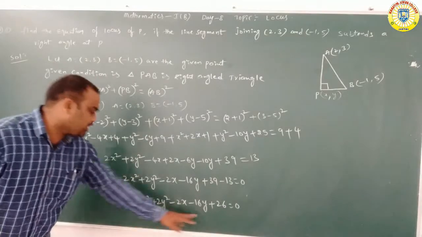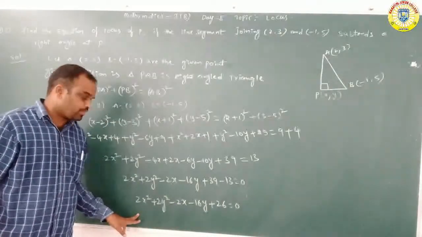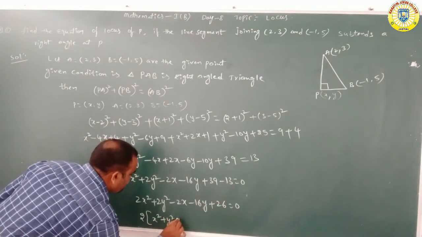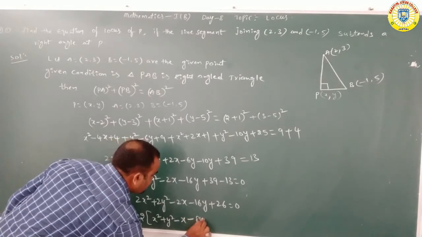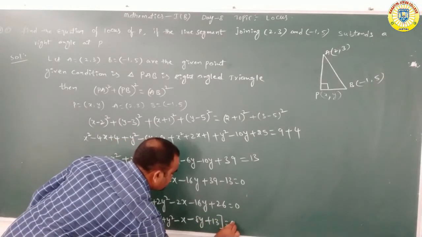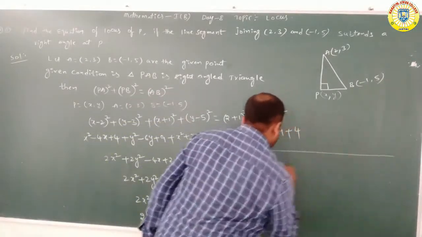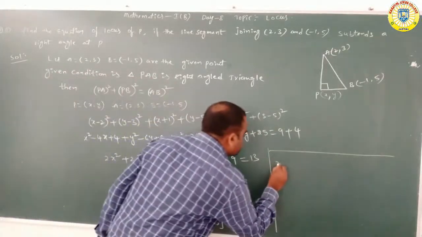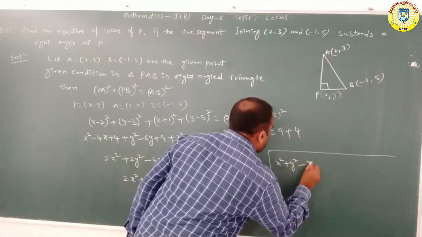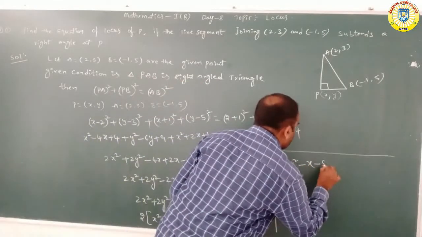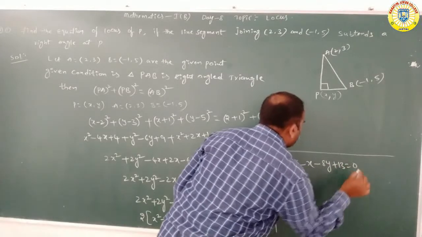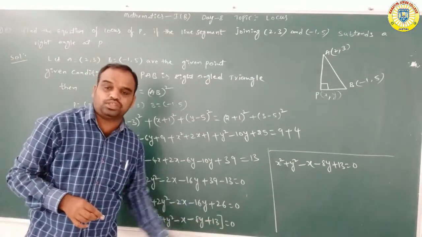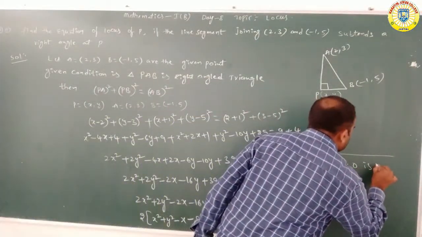So all the terms we can take common. Which one, sir? 2 is the common value. So 2 we are taking common, the remaining value: x square plus y square minus x minus 8y plus 13 is equal to 0. Therefore, the required locus: x square plus y square minus x minus 8y plus 13 equal to 0 is the required locus.